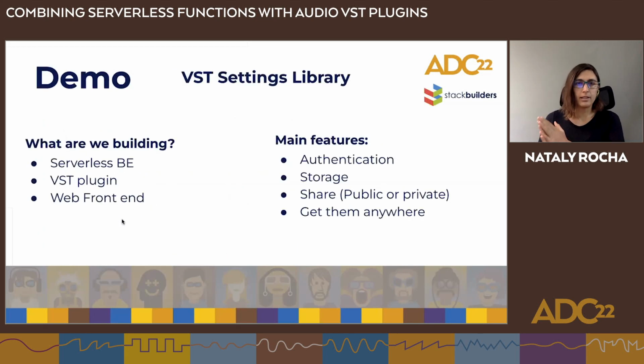So what are we going to be building in the demo? It is going to be first a serverless backend that is going to provide features like authentication, storage, sharing, and basically everything that we need in order to build a VST plugin setting library. So what we want is that a user that is going to use our plugin has the possibility to save those settings, the favorite settings, into the cloud. So they go to the cloud, they can be shared, they can be used in one studio, then it goes to another computer or studio, and that user can download those settings to use them anywhere he wants, okay?